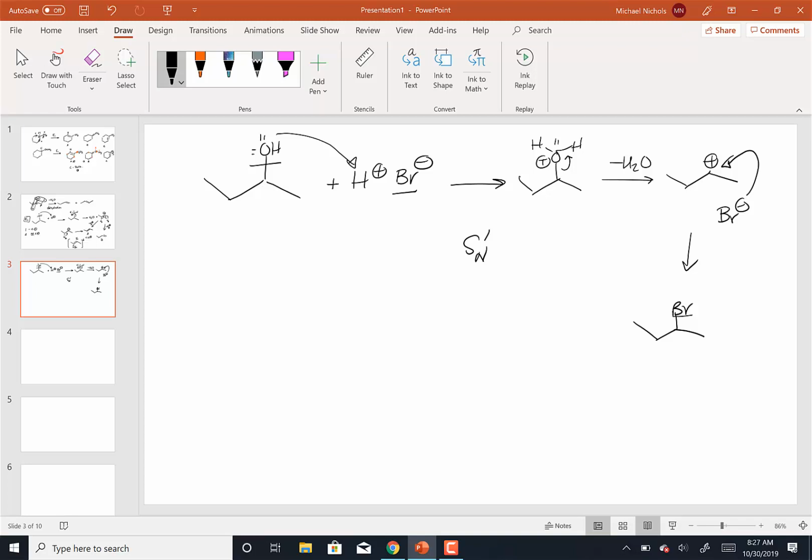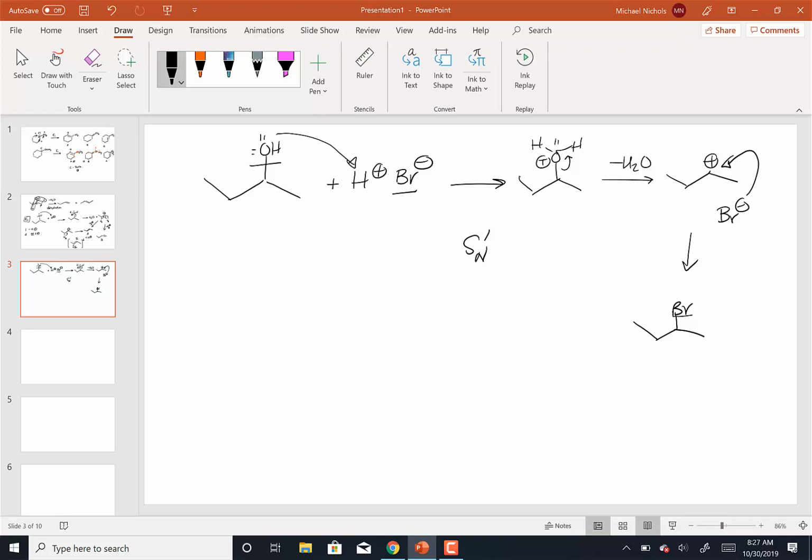So the only thing different about this reaction is I had to protonate the OH to get it to leave. If I just tried to react an alcohol with Br minus, I would get no reaction. And you probably will see some of those in the practice problems, particularly I'll have two reactions. One will have HBr and one will have Br minus. And the one that has HBr goes faster because the one with Br minus is a no reaction. You can't kick off an OH group. It's too strong a base, it will not leave.